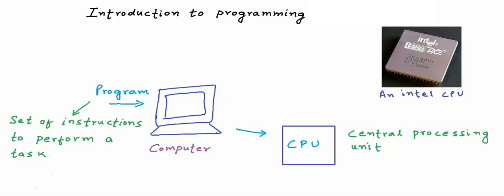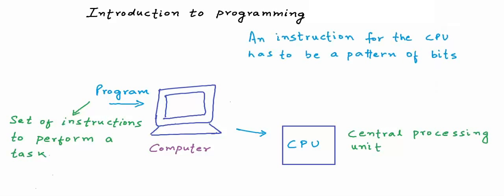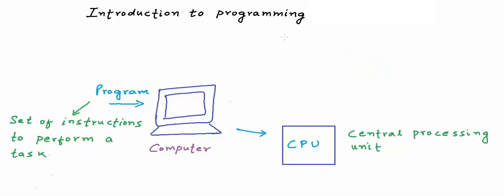Now each instruction to the CPU has to be a pattern of bits, a pattern of ones and zeros. But an instruction cannot be any random pattern of bits. It has to be in a certain format so that the CPU is able to decode and execute it. A set of specifications are laid out for a CPU, and your instructions must follow the specifications. For example, specification can be that any instruction to perform an arithmetical or logical operation must be in 20 bits.